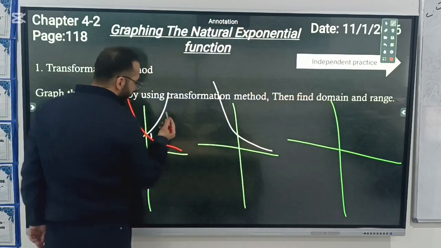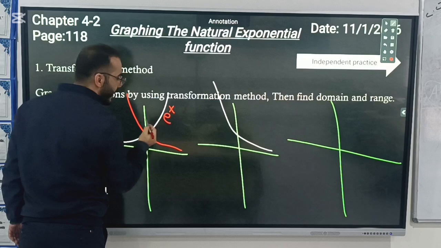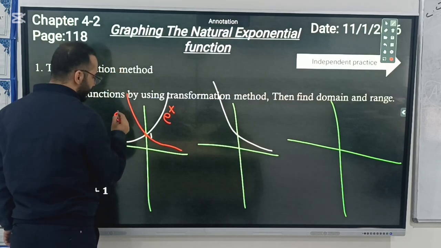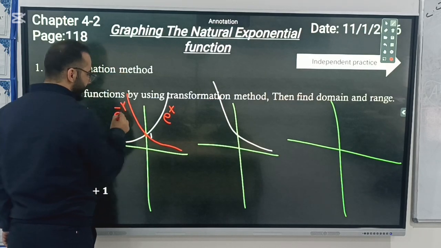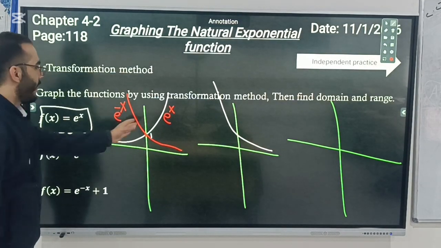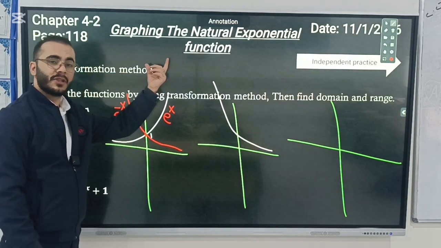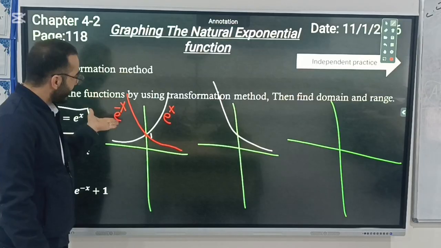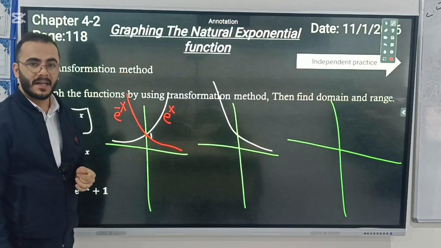So if the white one is the graph of e powered by x, the red one is the graph of e powered by negative x. And I hope that you can see the differences. E powered by x is a growth exponential function. E powered by negative x is a decay exponential function.